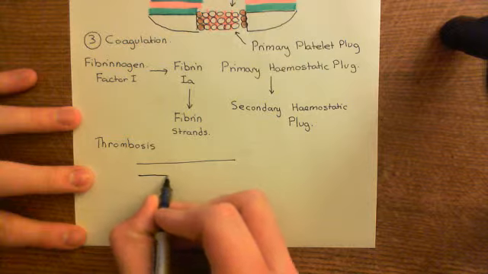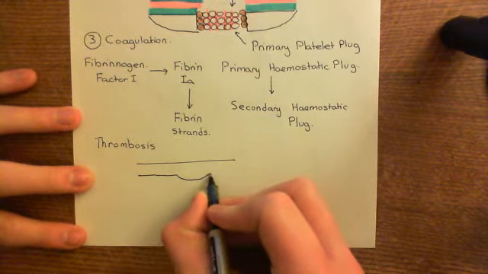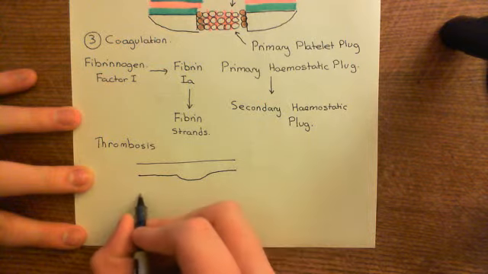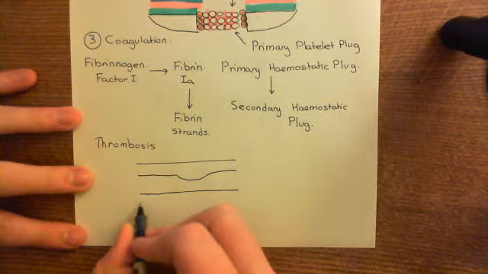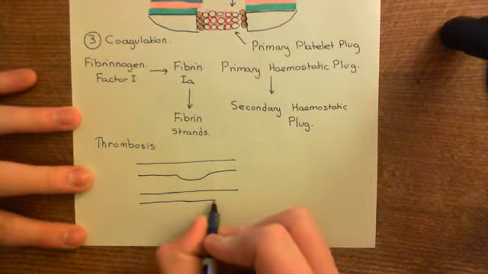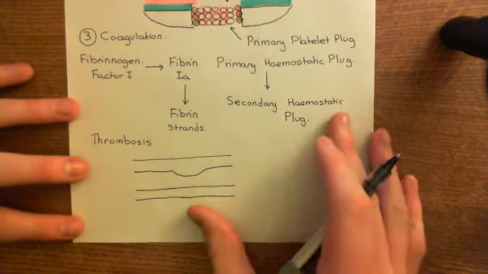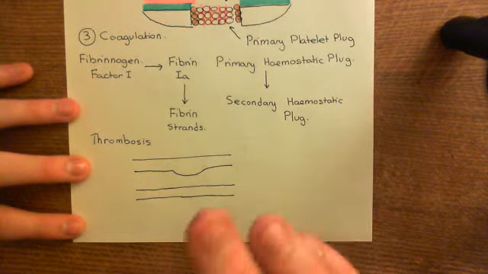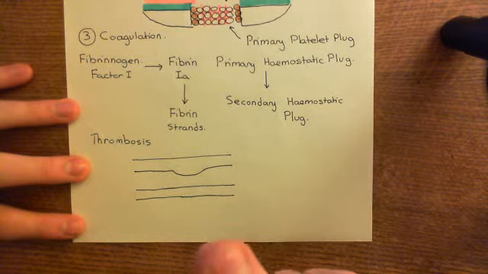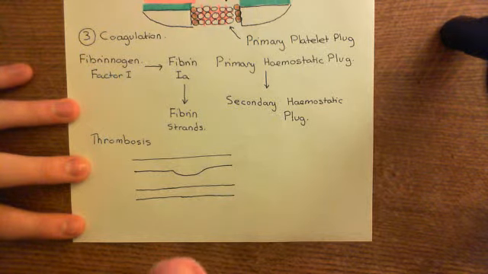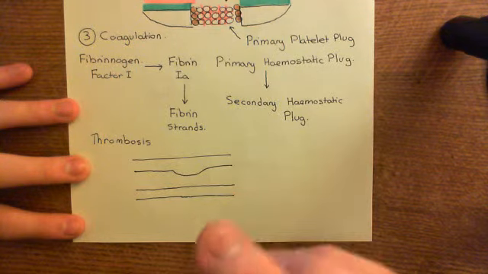So, let me draw an atherosclerotic plaque here as well, because that's often the thing that leads to thrombosis, although there can be other causes. That's why I say it's not a perfectly healthy blood vessel here. So, thrombosis, I'll repeat it because it's worth repeating, is the production of a hemostatic plug in a blood vessel that has not got a hole in the side of it.